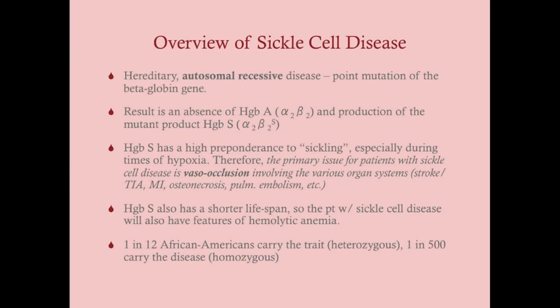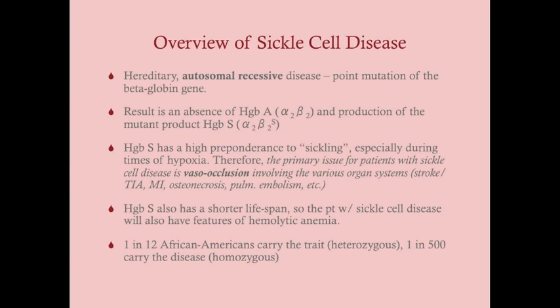What hemoglobin S is, is a functional red blood cell. It carries oxygen. It does everything a red blood cell should do, but what it does that a red blood cell shouldn't do is it has a high preponderance to cause the red blood cell to sickle. Particularly this happens in times of hypoxia. So if you're going around at 100% oxygen level, you're fine. You're not going to have sickle cell disease or symptoms of sickle cell disease.